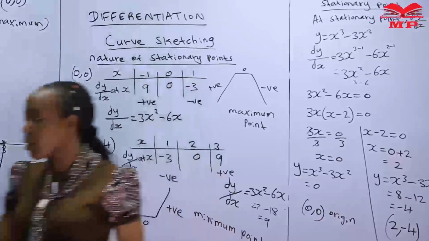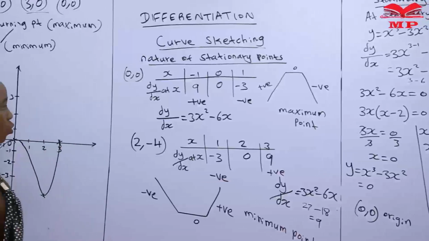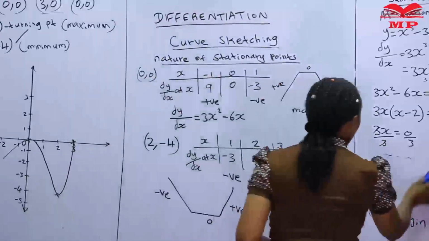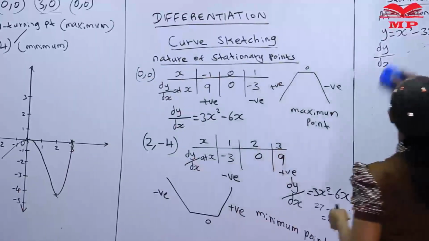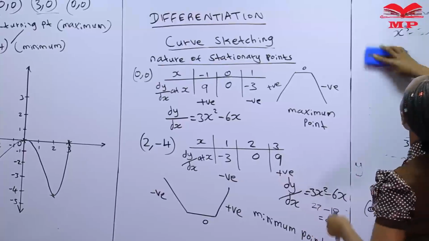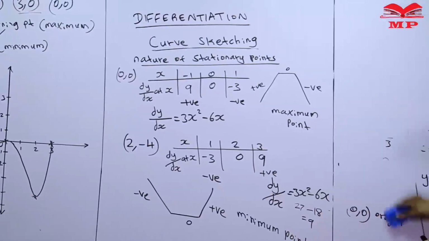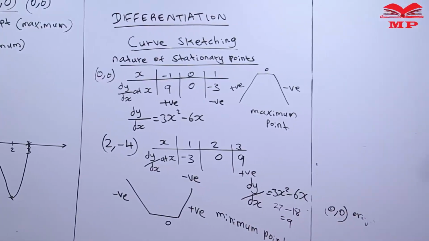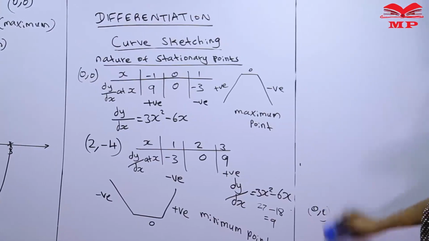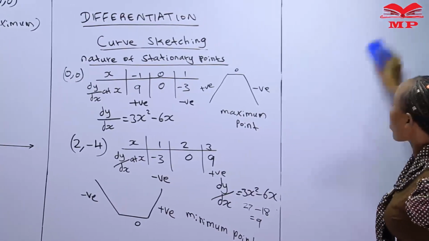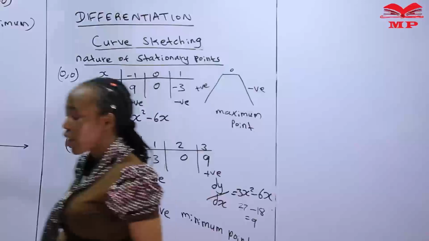So to be able to sketch a curve, you need to get the intercepts, you also need to get the stationary point, and finally determine the nature of the stationary points. And then you can now plot or sketch the curve.